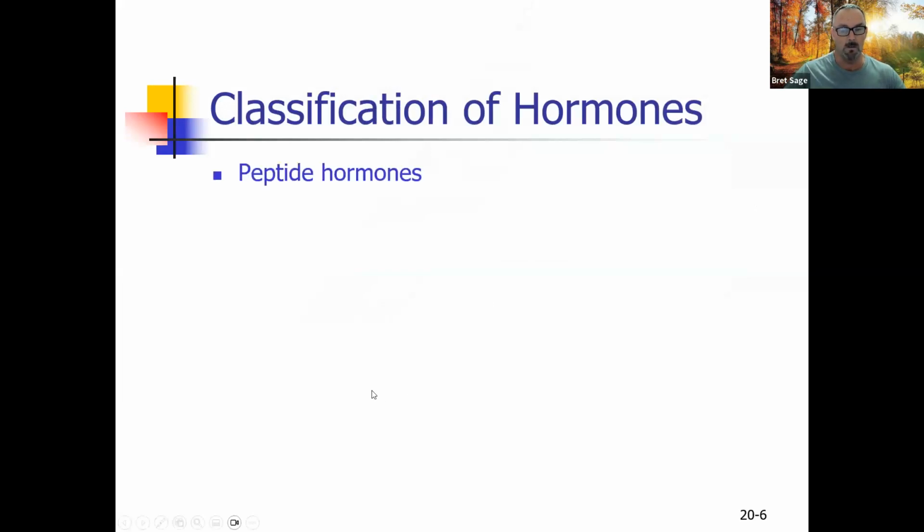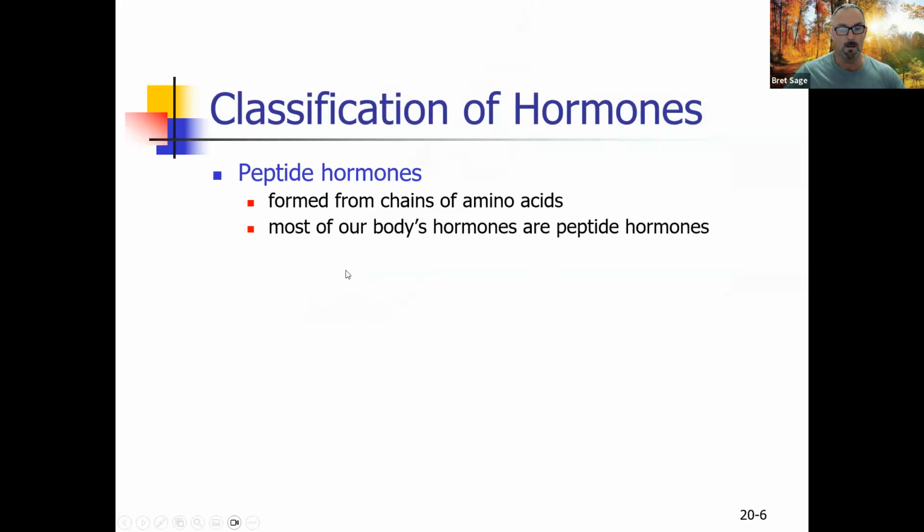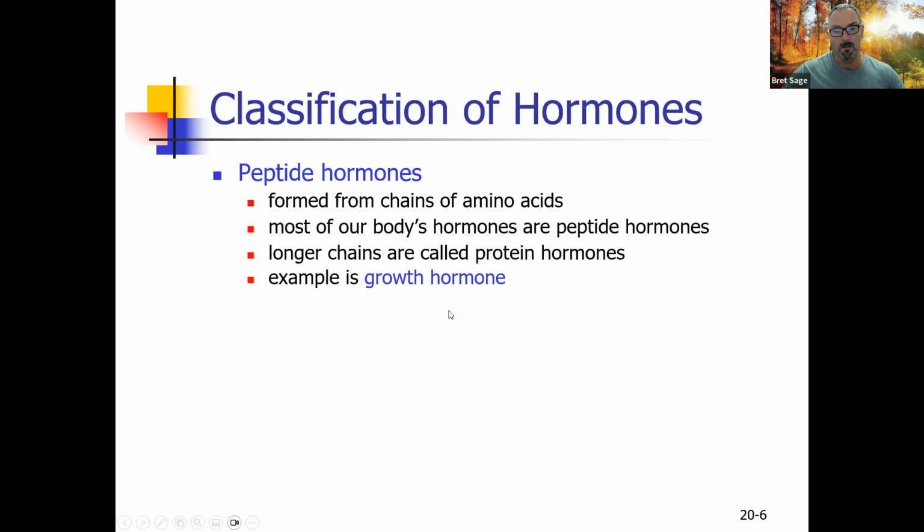Some classification of hormones. Peptide hormones are formed from short chains of amino acids. Most of our body's hormones are peptide hormones. So this is a short chain of amino acids. Because the amino acids are joined together with peptide bonds, these are called peptide hormones because they're a string of peptide bonds. Longer chains are called protein hormones. So if they go from a short chain to a long chain, they're called protein hormones. One example is growth hormone. That's a peptide hormone. So really a protein hormone is still a type of peptide hormone.